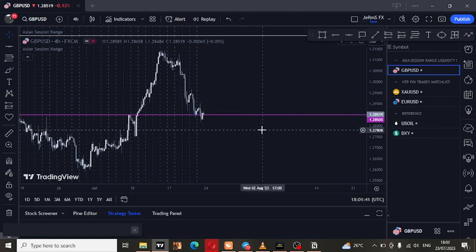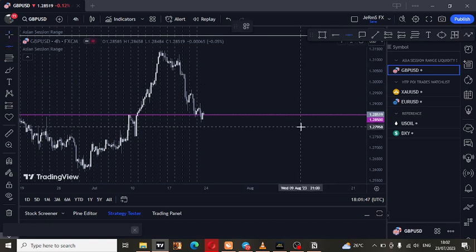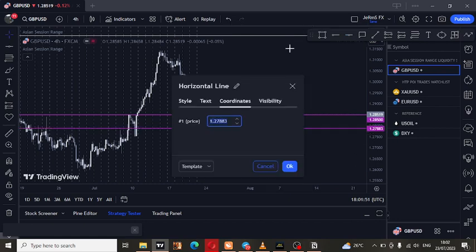So we have 1.285. The next psychological level will be 1.280. But when you place it here, you have to go to the setting and then enter it properly: 1.280.